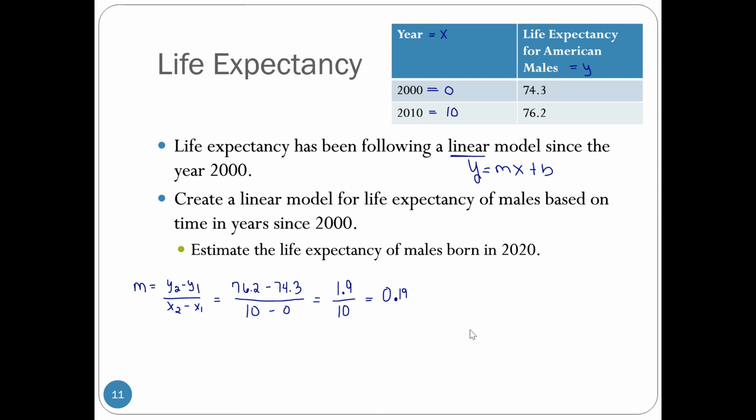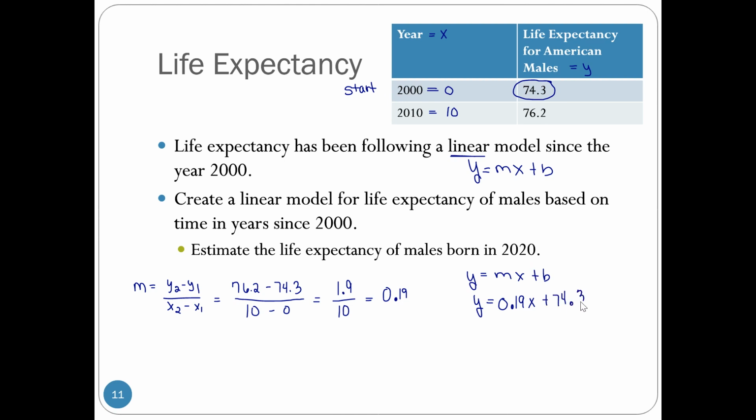All right, so making my formula, y equals mx plus b. I know the slope, so I can write in y equals 0.19x. Now, compared to the previous problems, in this problem I actually know b. Because I made the year 2000 my year 0, I made that my start. This is giving me the starting age. So I know that the starting value, the b value, is 74.3.